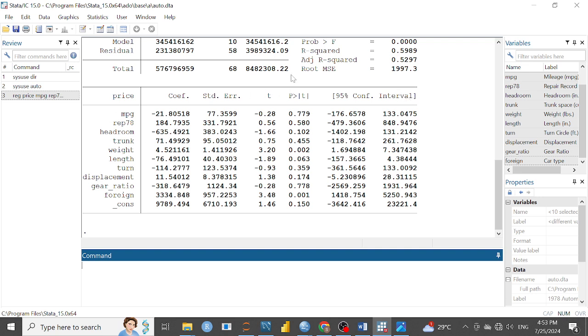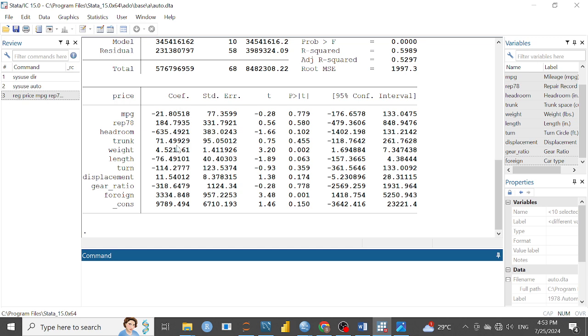Now here, this is just the summarized result. This is the detail now. Price is the response variable or dependent variable. You can see this is the intercept. The way Stata presents its results is different from Excel, it's different from R, it's different from Python. Your intercept will always come last. So that's 9789 under the coefficient.